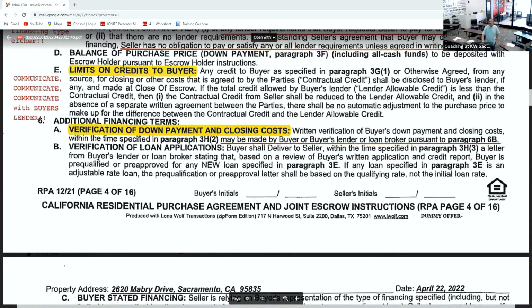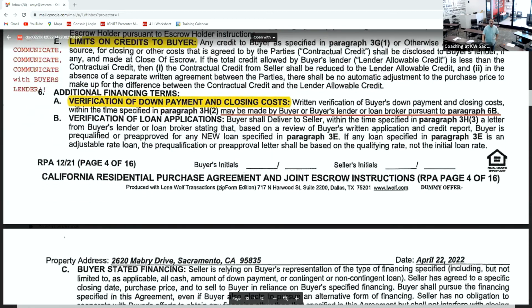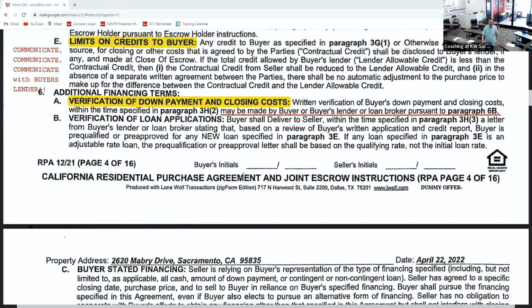Let's see. It talks about written verification of buyer down payment and closing costs within the time specified, which may be made by buyers or buyer's lender or loan broker. Oftentimes your pre-approval letter that you get from the lender already states within the body of it that the lender has verified that you have these assets, that they ran your credit, and all this other good stuff. Sometimes you might need to get the lender to contact the listing agent.